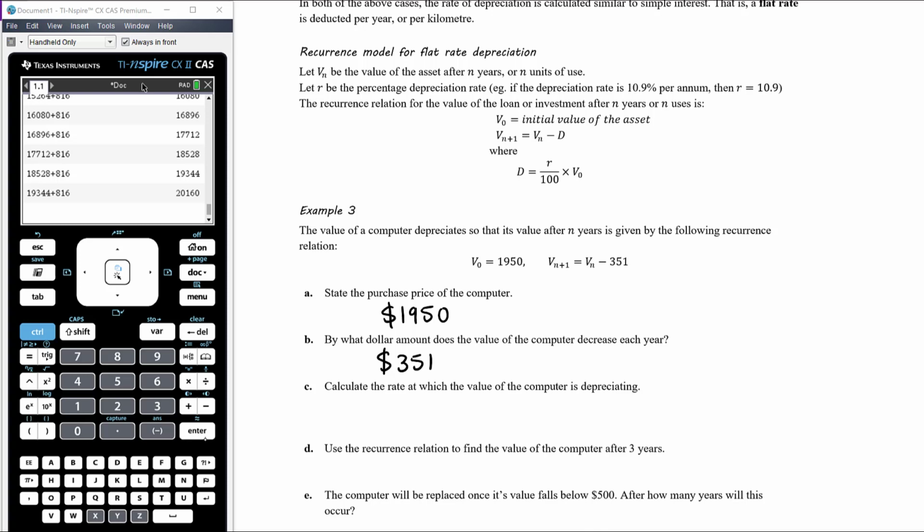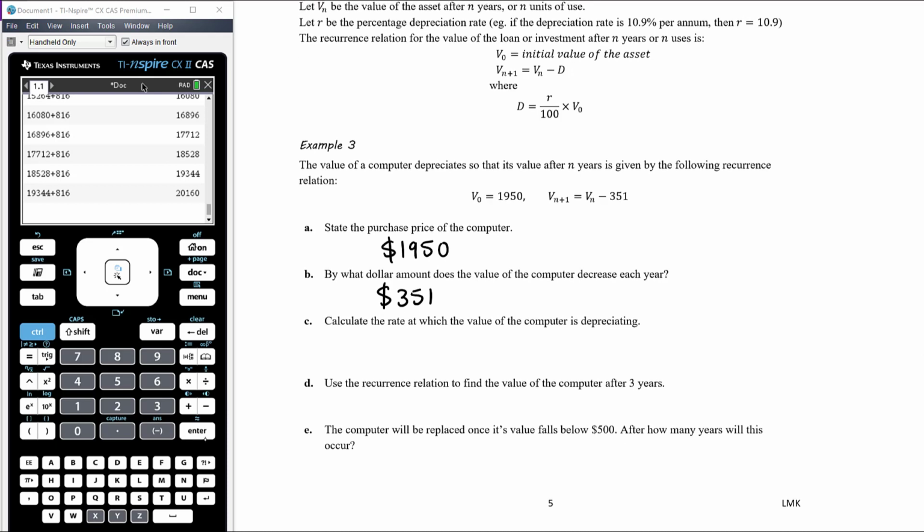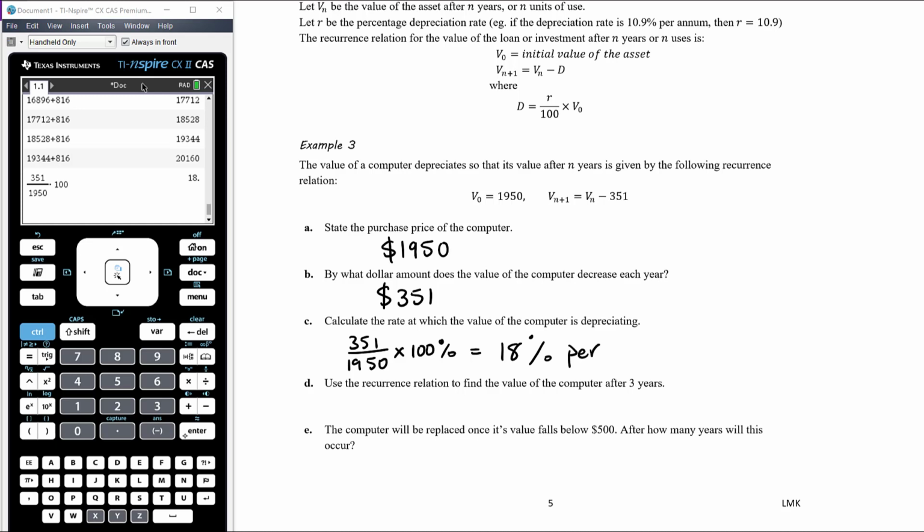Calculate the rate at which the value of the computer is depreciating. So again, that's about us working out what this is as a percentage of the initial value, the purchase value. So we want 351 out of 1950 multiplied by 100% to convert it to a percentage. So 351 divided by 1950, times 100, Control Enter. So that is 18%. So it's 18% depreciation per annum.